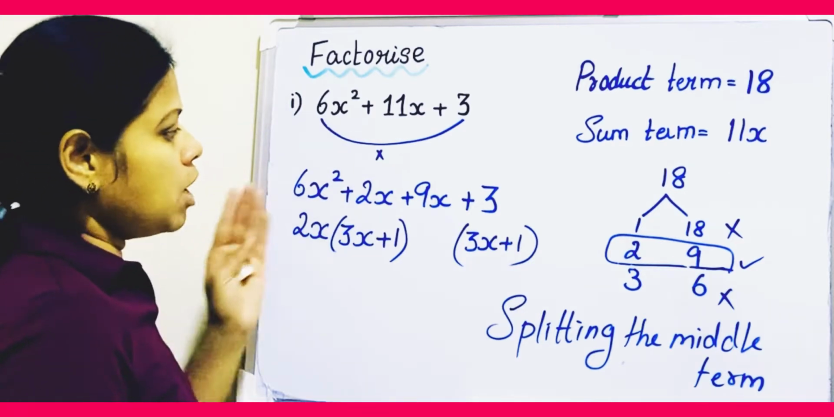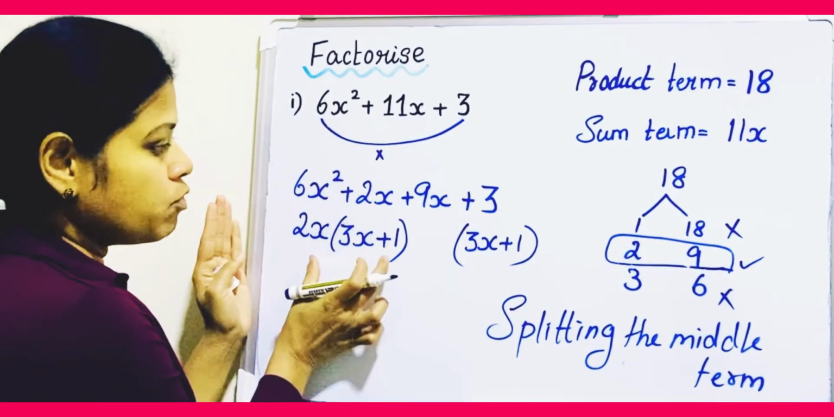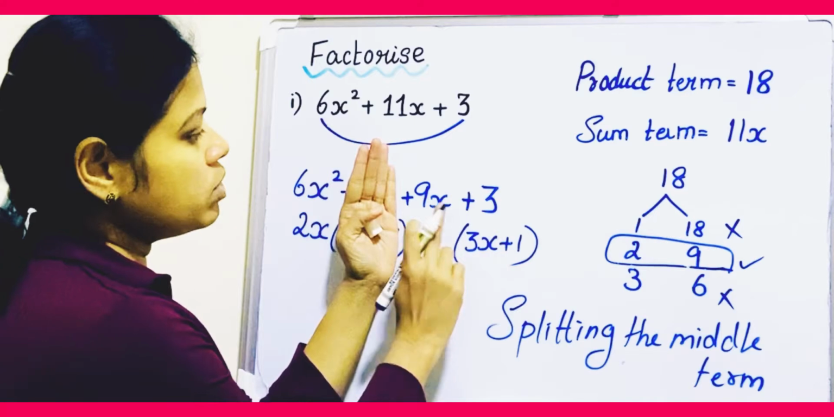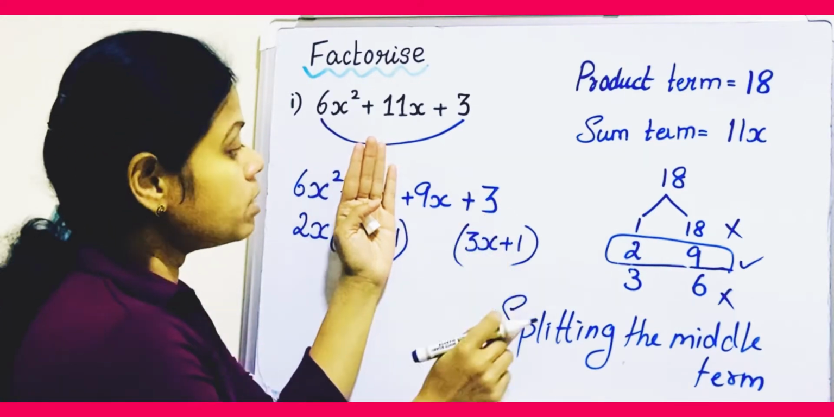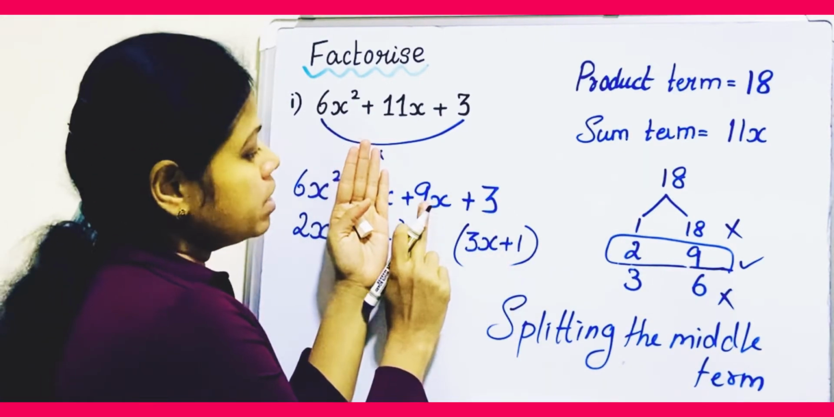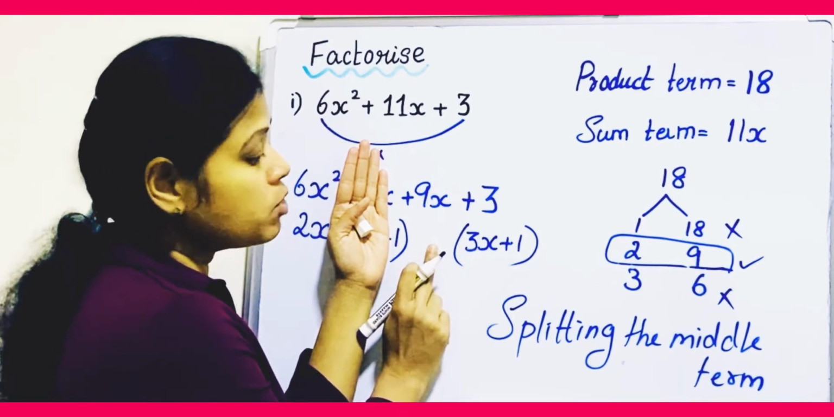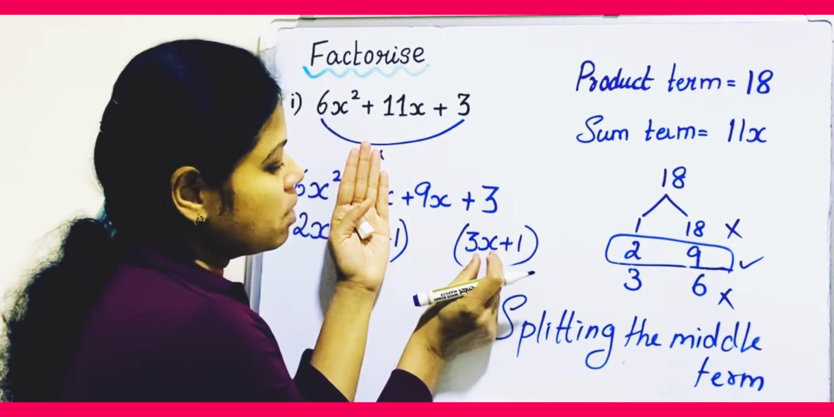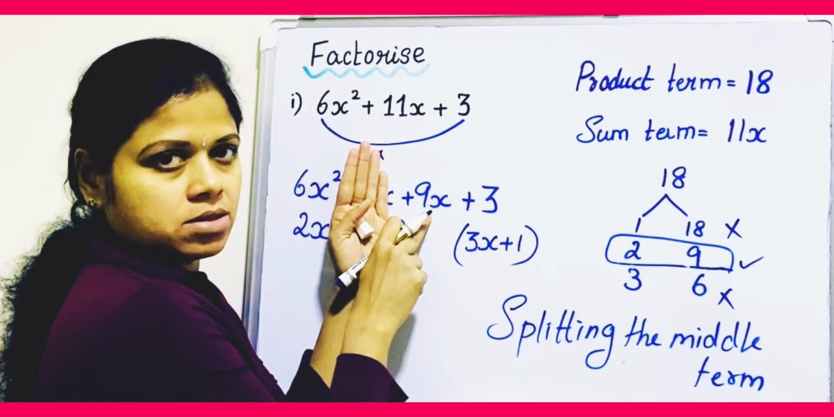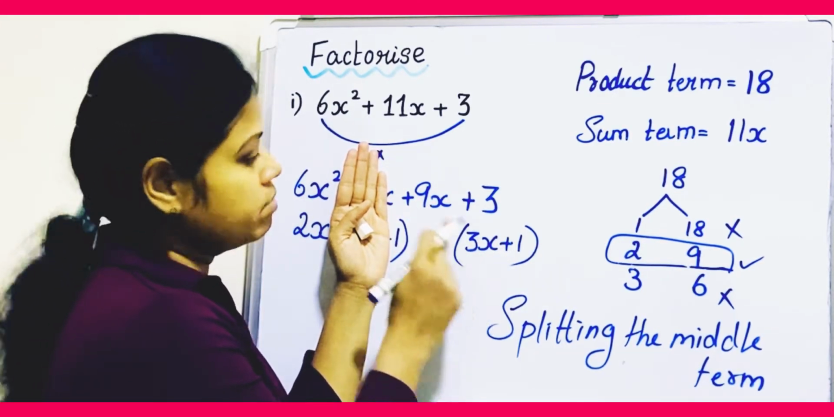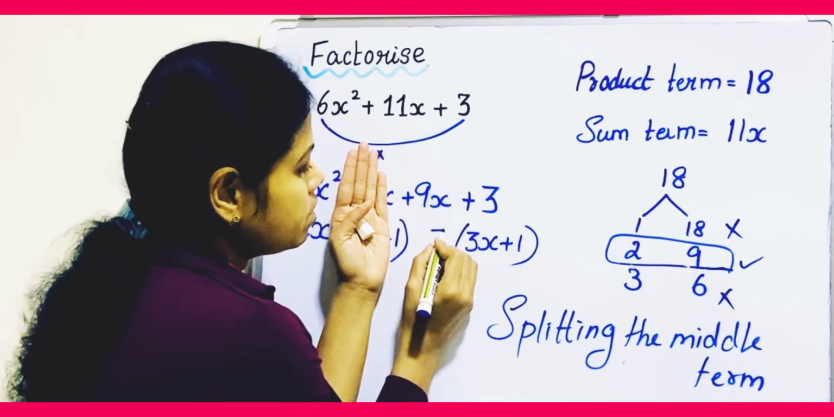After that, we have dealt with the first and second terms. For this, we have to deal with the third and fourth terms. So here the third term is 9x. Inside the bracket 3x is there. So what do we have to write here? 3x multiplied by what gives you 9x? 3x multiplied by 3 gives 9x, right? So you have to write 3 here.